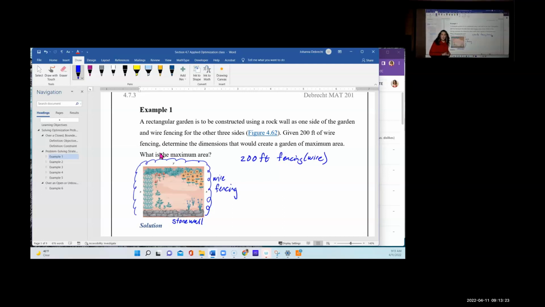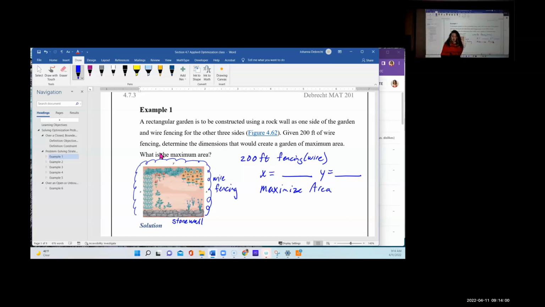Determine, which is just another word for find, the dimensions. Dimensions, well, that's length and width. Now in the picture, they've labeled them X and Y. So find the dimensions. So X equals, Y equals. That would create, got it, a garden, okay, of maximum area. So now we want to write down maximize area.